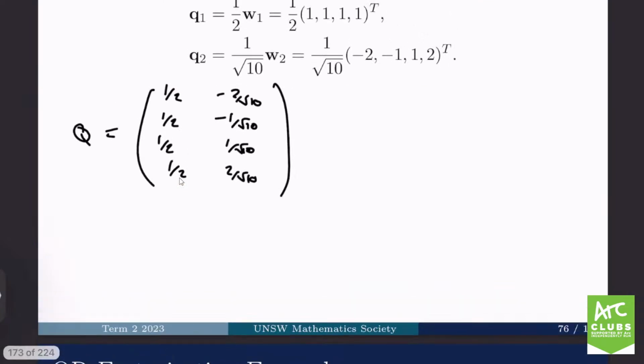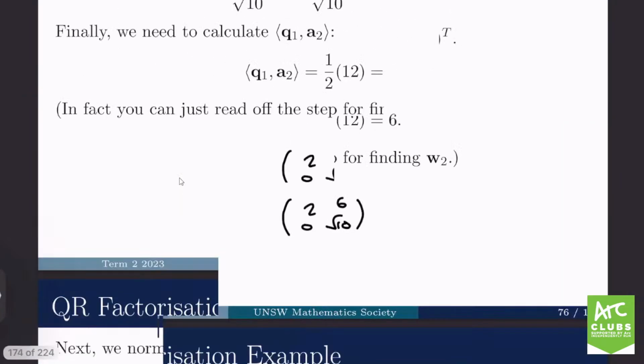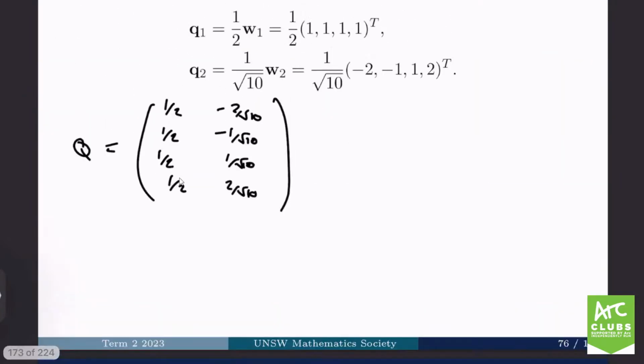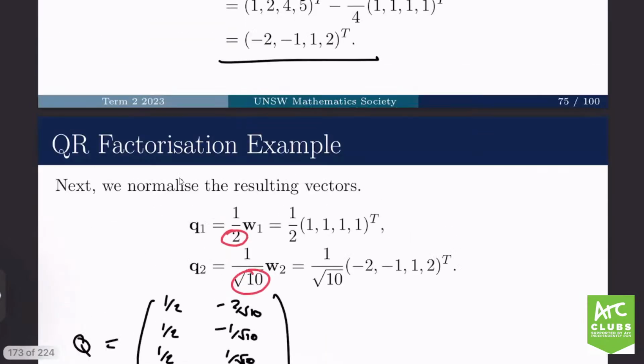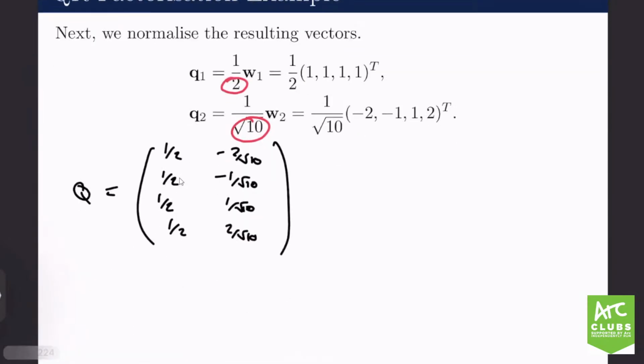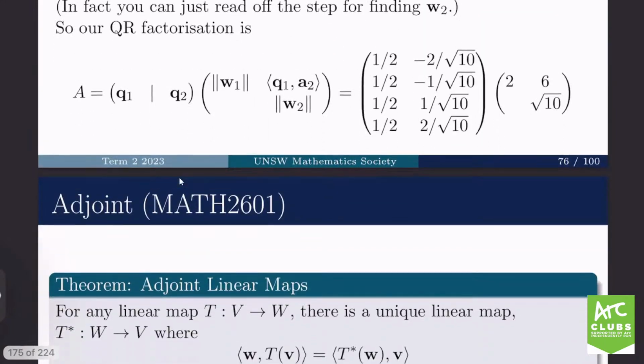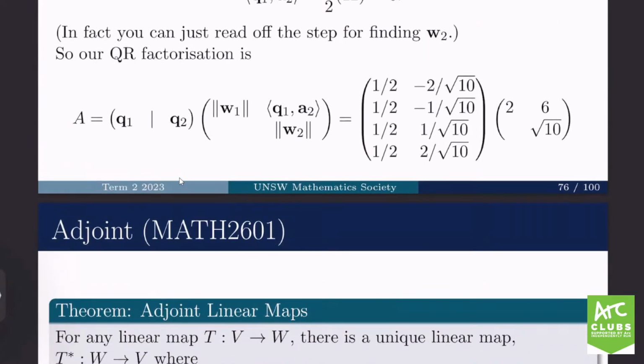So you can see that these, where the question is, I guess, where are these diagonal elements coming from? They're just the lengths of our vectors, V1 and W1 and W2. And so that's our QR factorization done.